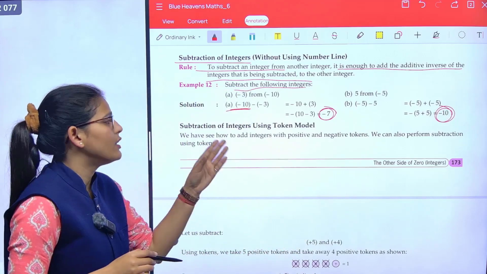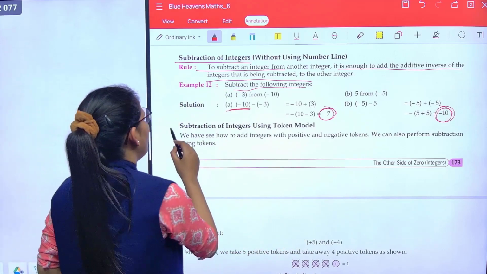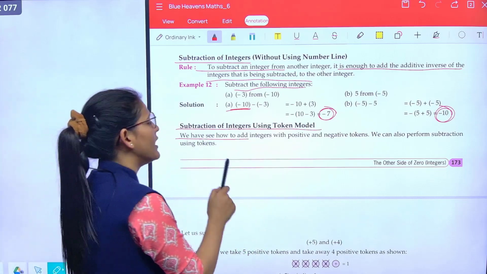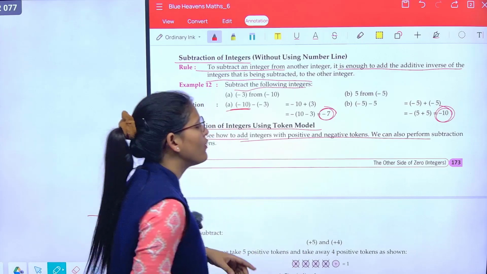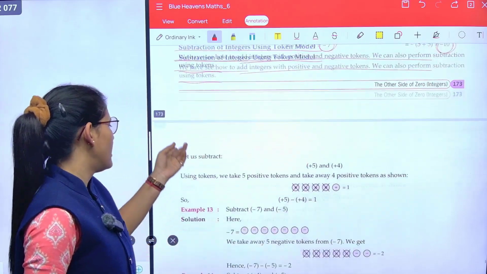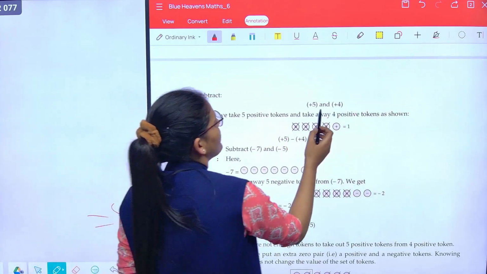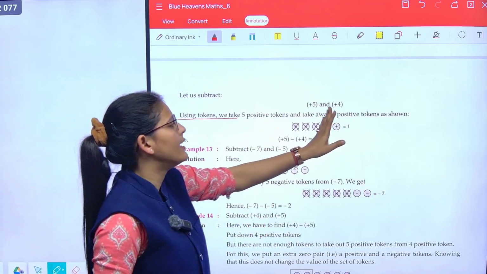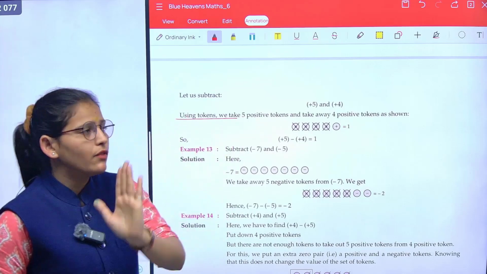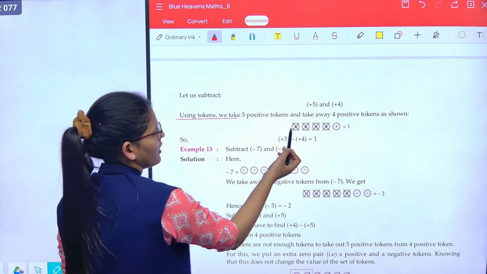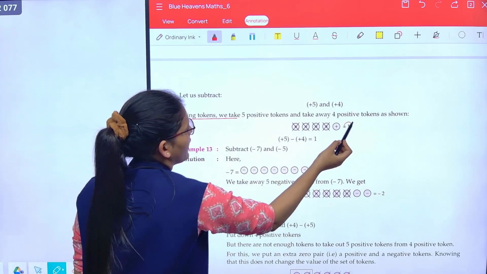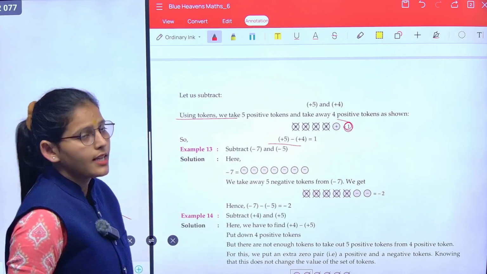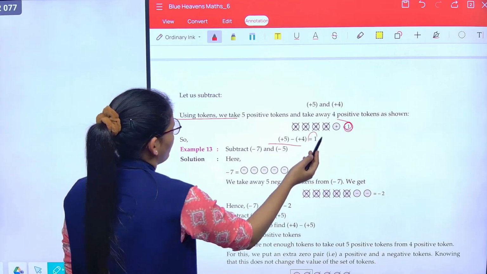Subtracting integers using token model. Token model, class, we have seen how to add integers with positive and negative tokens. We can also perform subtraction using tokens. Let us subtract plus 5 and plus 4 using tokens. We take 5 positive tokens and take away 4 positive tokens as shown. 1, 2, 3, 4. That is now plus 5 minus plus 4 is equal to 1.